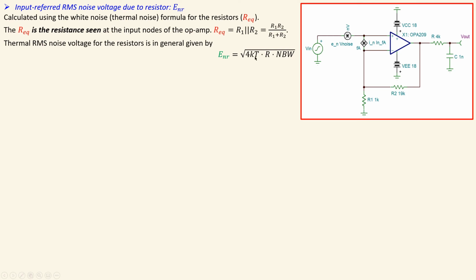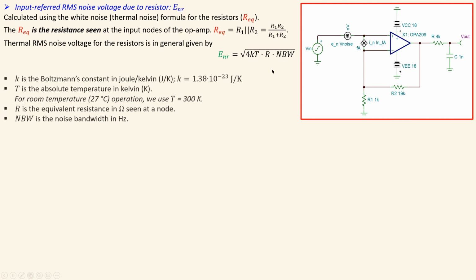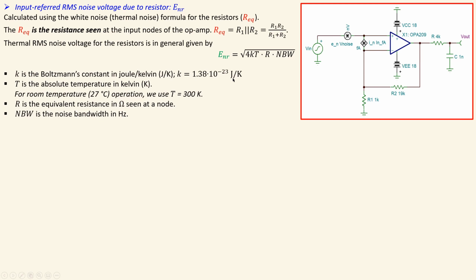And this is then for kTR, where R is the resistance seen at a node, and this is then the noise bandwidth. So we have k, which is the Boltzmann constant, which is given by this value, and the temperature, the absolute value of that one, say at room temperature, 27 degrees, which is of course a little bit hot. And then we have a round value using kelvins, so T is equal to 300 kelvins. R is the equivalent resistance in ohms seen at a node, and the noise bandwidth is given in hertz.